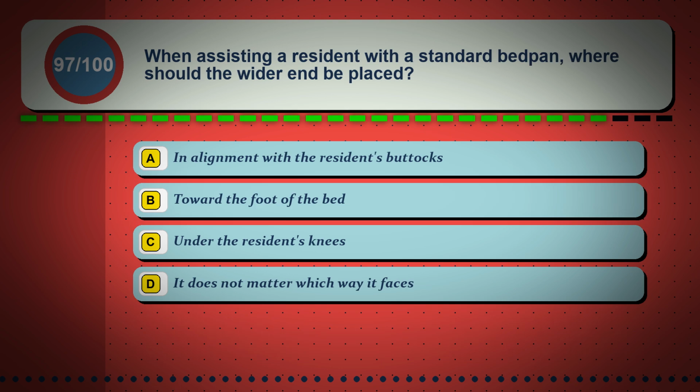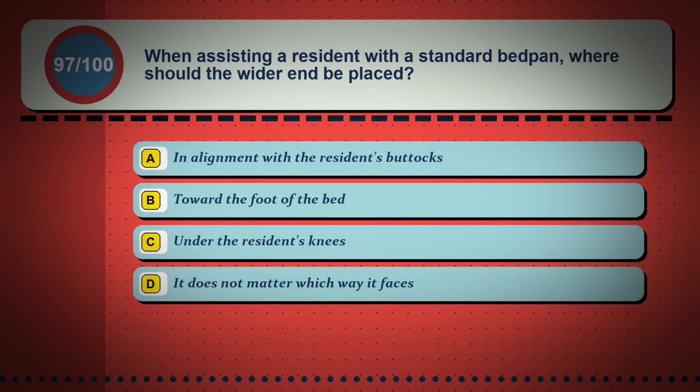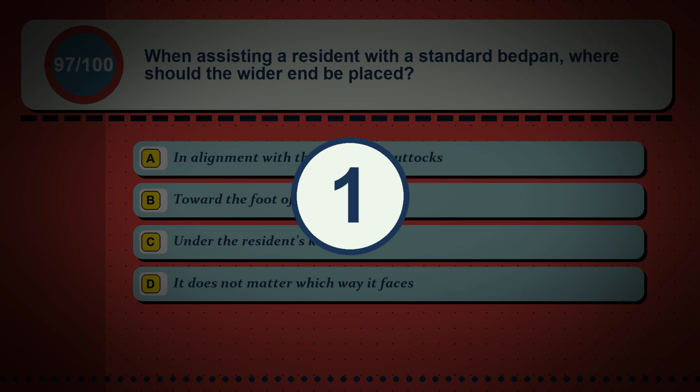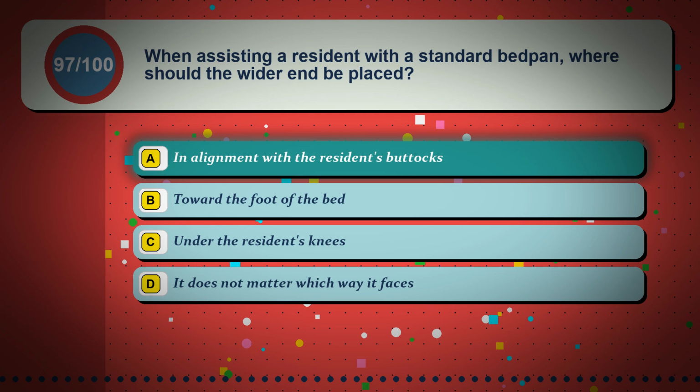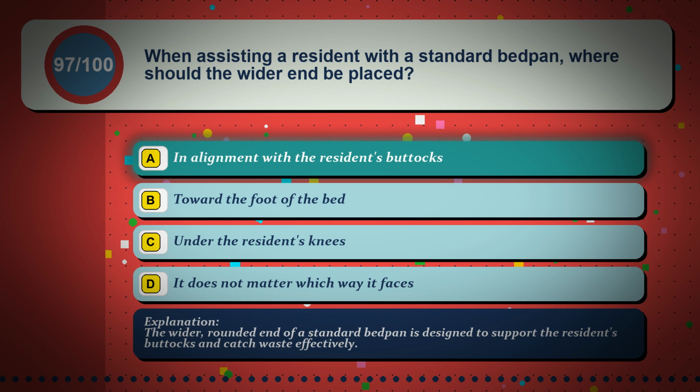Question 97. When assisting a resident with a standard bedpan, where should the wider end be placed? Option A, in alignment with the resident's buttocks. Option B, toward the foot of the bed. Option C, under the resident's knees. Option D, it does not matter which way it faces. The correct answer is option A, in alignment with the resident's buttocks. The wider, rounded end of a standard bedpan is designed to support the resident's buttocks and catch waste effectively.